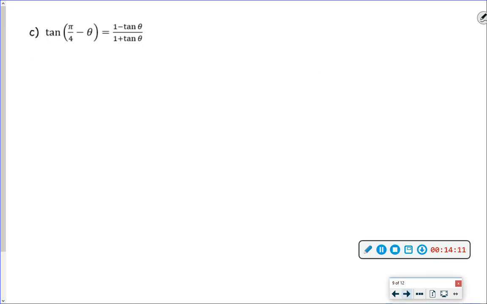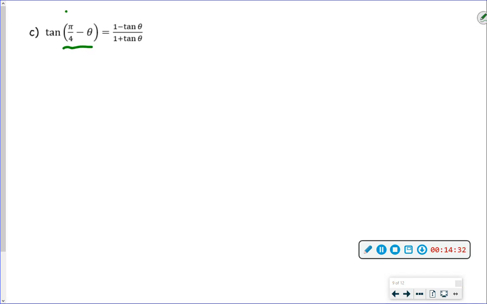All right, C. Now, you might be looking at this and thinking, gosh, I want to work on the right side. That looks more complicated. And I agree, it does, but I'm actually going to work on the left. Because I was like, how am I going to get pi over 4 involved at the right side? Like, how's that going to work? Plus, it jumps out to me, this is an identity. That is your tangent of a difference.